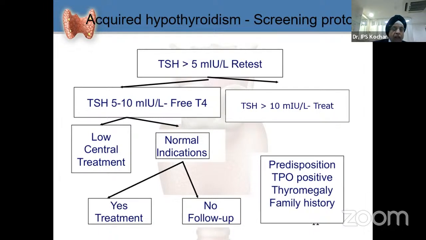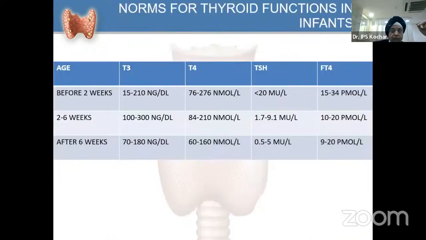Right? So it's a very clear-cut picture of how to go about it, because we're talking about acquired hypothyroidism. The screening protocol is very, very clear. So there's no doubt about it. More than 10, treat. 5 to 10: if it is low FT4, then central hypothyroidism, treat it. If it is normal FT4, then you just wait. If it is normal FT4 but thyromegaly or TPO or family history is there, then you must treat it. Otherwise, just follow up.